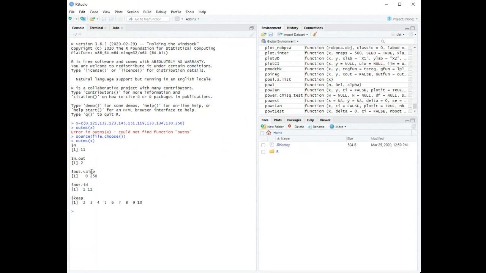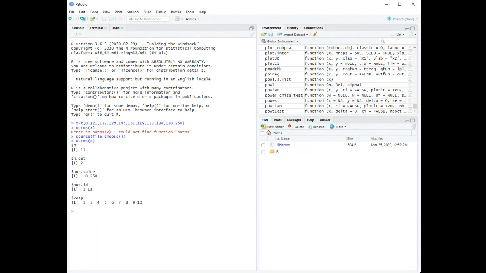Okay, so here it's telling you these are the values that are going to get excluded. Out values 0 and 250, so it did mark those as outliers. Okay, so for the next one, number 24.